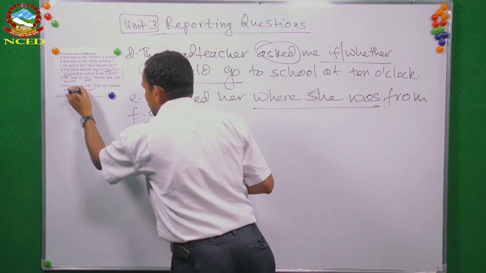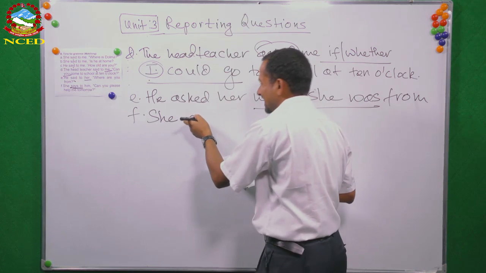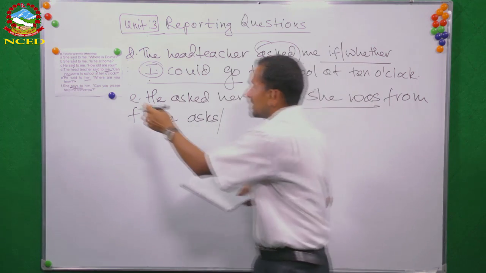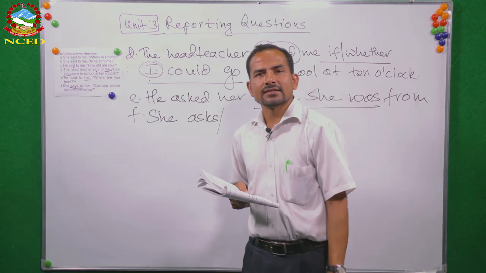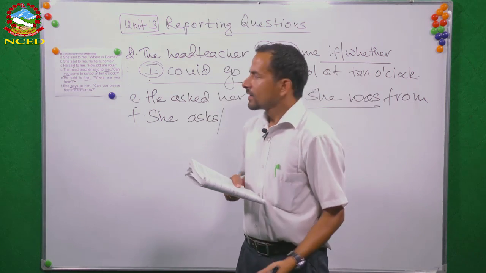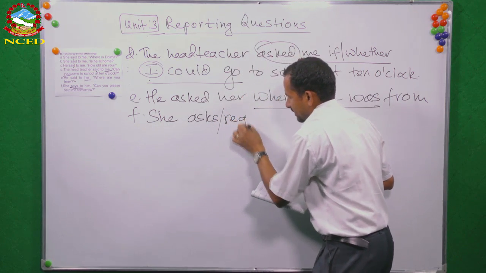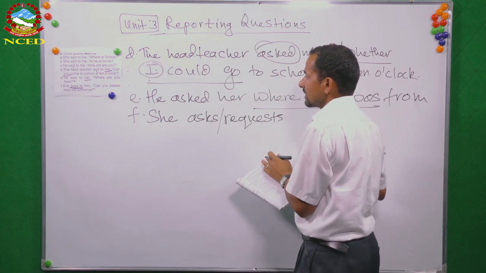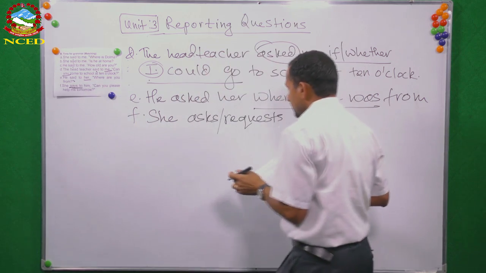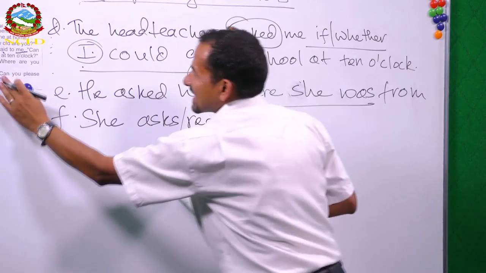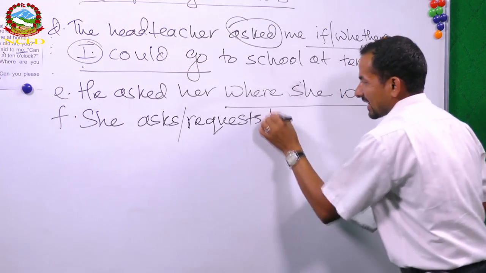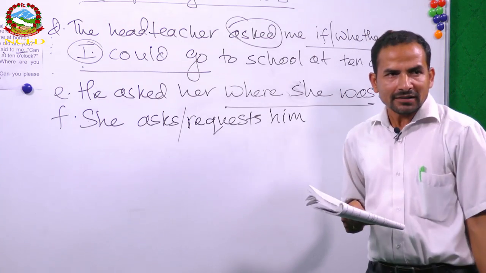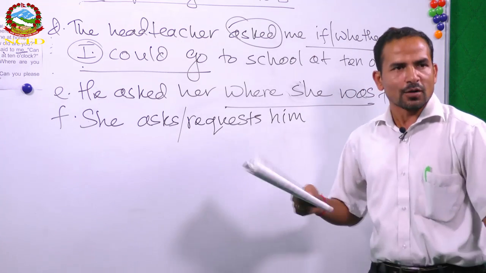When you are reporting a question, you can write asks, or, do you see there? Can you please help me tomorrow? What is it? It's a request. So you can write another reporting verb as well. Requests, not requested, not asked, because it's in present tense, right? She asks, requests. Who did she request? Him. So we just write that, him. Now, can you please help me tomorrow? Although it looks like a yes-no question, actually it's not a question, it's a request.